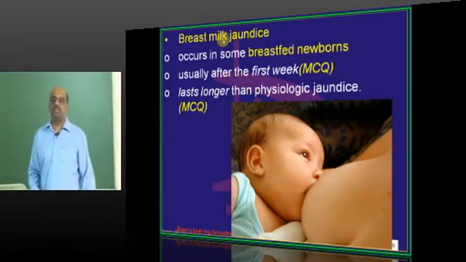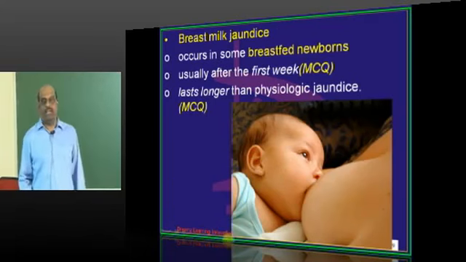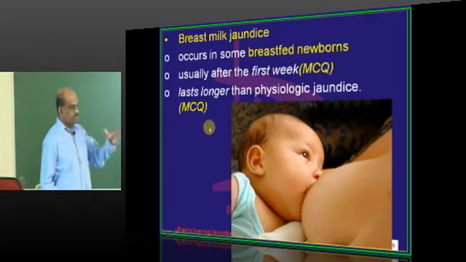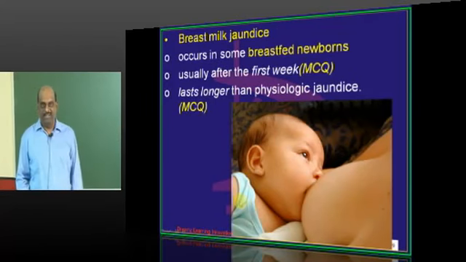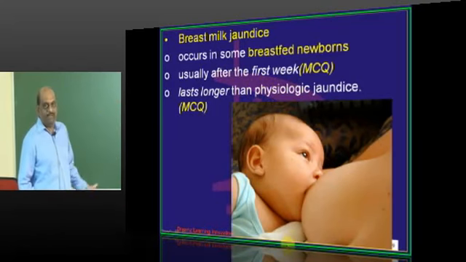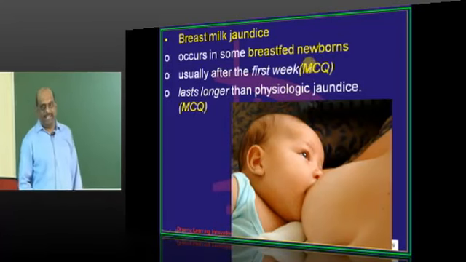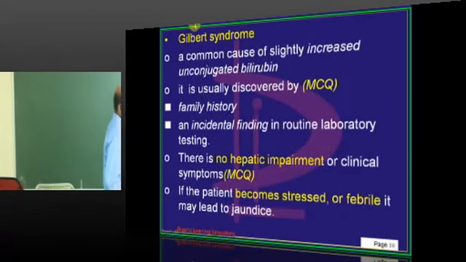Then breast milk jaundice. Typically in breast milk you have a lot of substances which will prevent the proper conjugation of the bilirubin. So breastfed newborns will develop this breast milk jaundice, which will lead to prolongation of the physiological jaundice. Basically, it is a type of presentation.